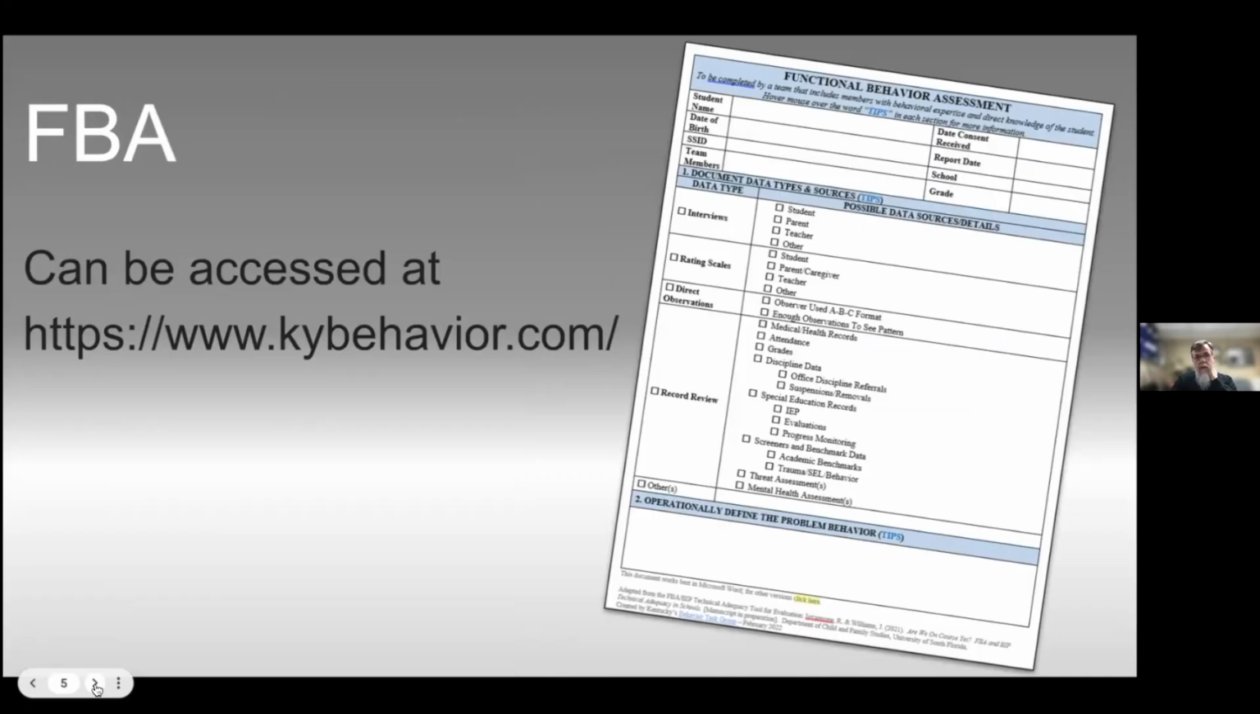You'll go onto that web page, and it'll take you to the page. You come up, and there's a section that says special ed resources. You click on that section, and it pulls up the BIP and or the FBA and the BIP forms.